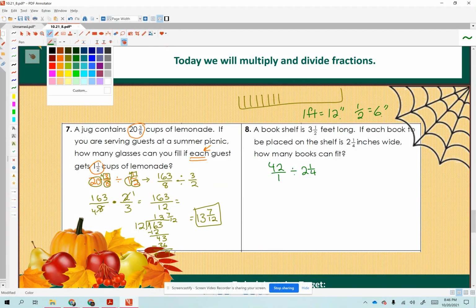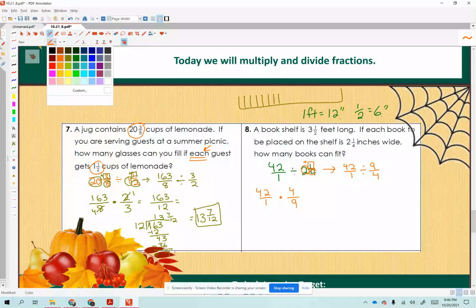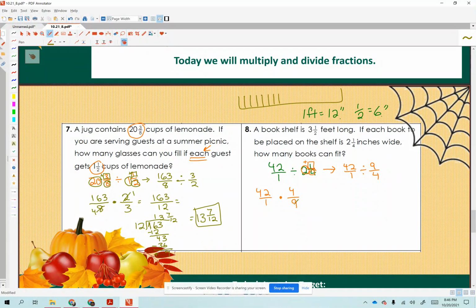And let's convert 2 1/4 to an improper fraction. 4 times 2 is 8, plus 1 is 9. So that would be 42 over 1 divided by 9 over 4, and we will rewrite that as 42 over 1 multiplied by 4 over 9. Now, I can simplify this. I can divide 9 by 3. 9 divided by 3 is 3, and 42 divided by 3 is 14.